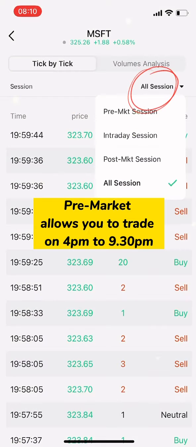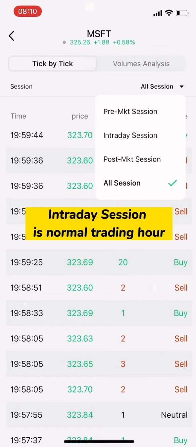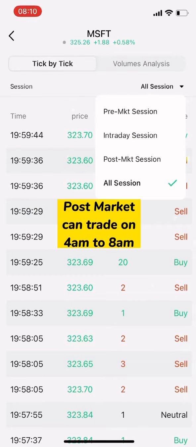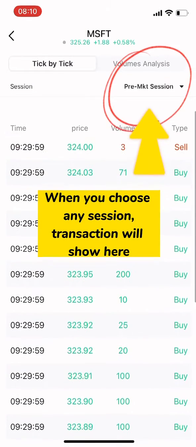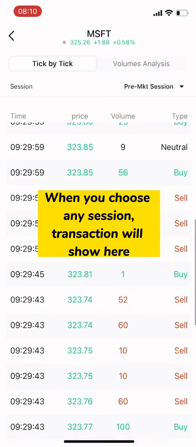Pre-market allows you to trade from 4 p.m. to 9:30 p.m. Intraday session is normal trading hour. Post-market can trade from 4 a.m. to 8 a.m. When you choose any session, transactions will show here.